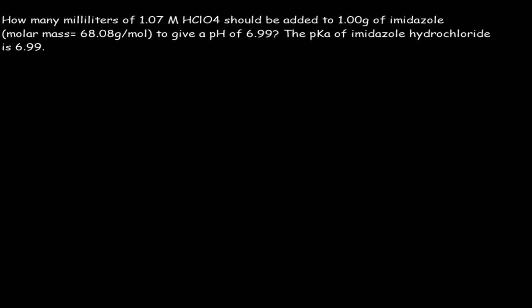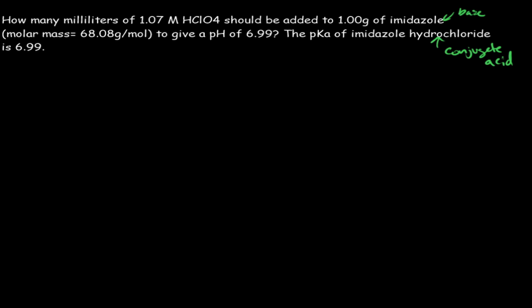All right, let's look at our next question. How many milliliters of 1.07 molar HClO4 should be added to 1 gram of imidazole? The molar mass is given to us, to give us a pH of 6.99. The pKa of imidazole hydrochloride is 6.99. So it's important to realize here that imidazole is a base, and imidazole hydrochloride would be the conjugate acid. And what we're saying here is how many milliliters of our acid should be added to our solution to give us a pH of 6.99.